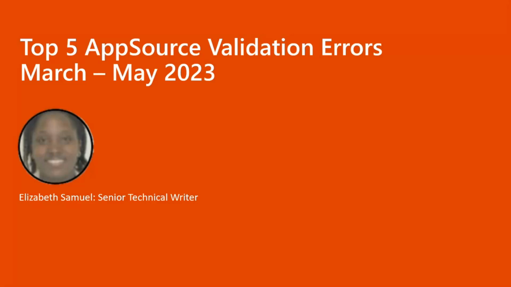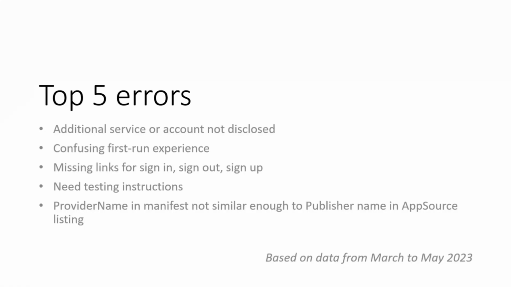So today we'll be going over these AppSource validation errors from this time period. We actually sent out a blog post in June, and that's basically what we'll be going over, the content of that. So these top 5 errors were that the additional service or account was not disclosed. We had some confusing first run experiences, missing links for sign in, sign out, or sign up. It could be that it's just one of them is missing.